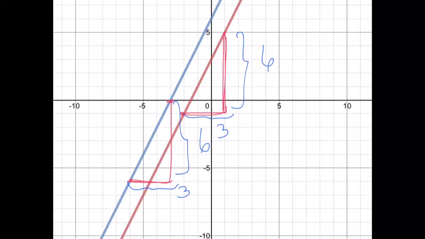Here is another set of parallel lines. You can see this time that with the blue line I have 6 over 3. So rise over run would be 2. So it's a ratio of 2 up, 1 over. So 2 up, 1 over, 2 up, 1 over. That'll work the same on the next line.